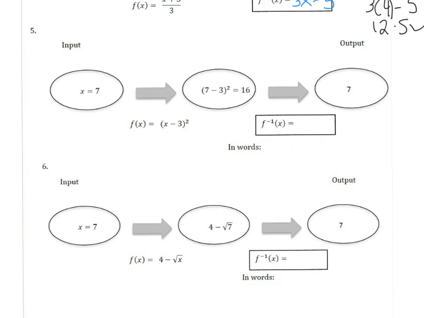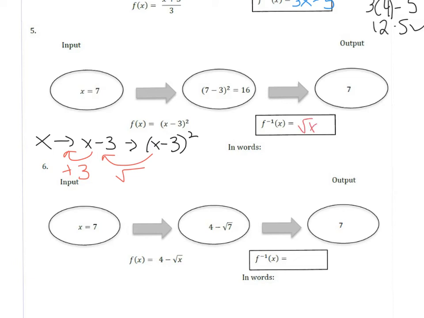Okay, let's look at number 5. First we had x, and then we subtract 3, and then we square it. So, going backwards, we're going to square root it, and then add 3. So that's going to be the square root of x plus 3. Make sure when you write this that it's very clear that your plus 3 is not underneath the square root.